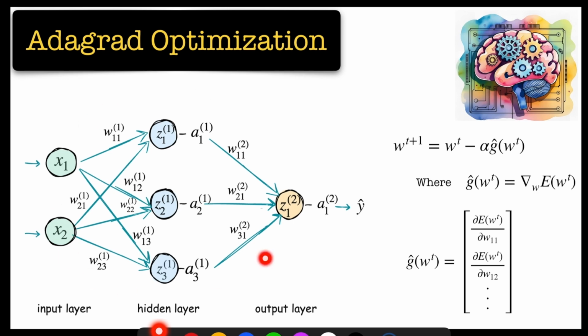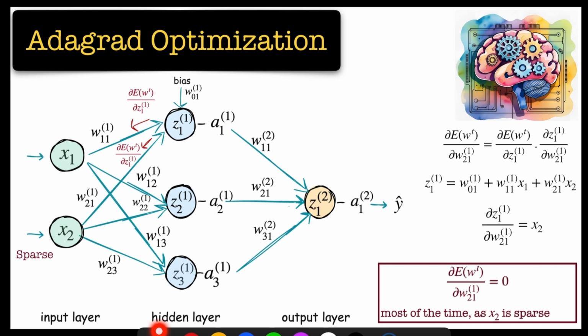Now see this neural network scenario. Wt+1 is Wt minus alpha times g hat Wt, where g hat Wt is the gradient of the error with respect to the weight parameters at that iteration t. We have to calculate this for all the weights: del E del W11, del E del W12, and so on. In real life scenarios we calculate it layer-wise, but I am just showing it here for all the weights.